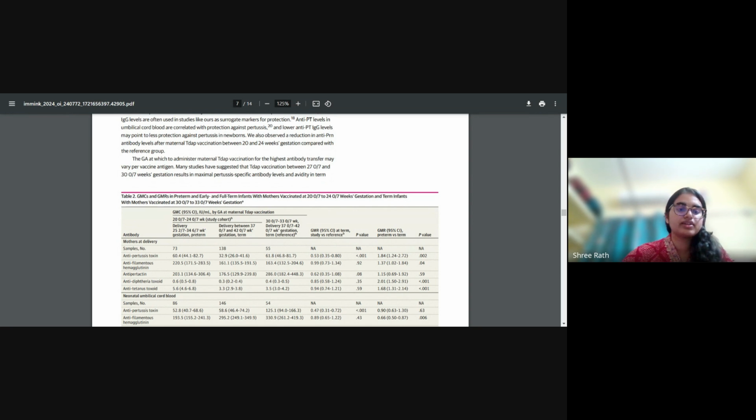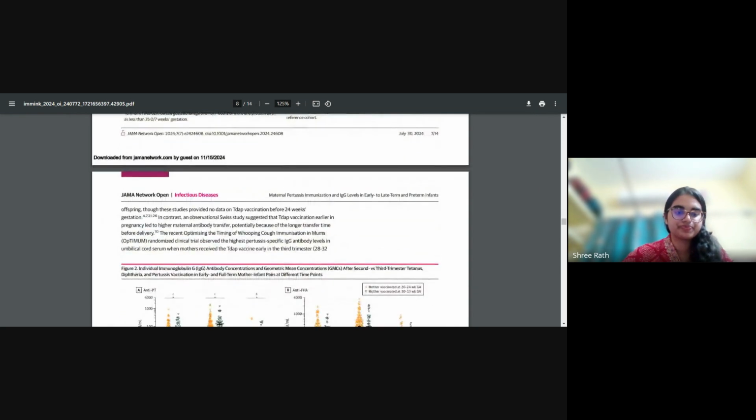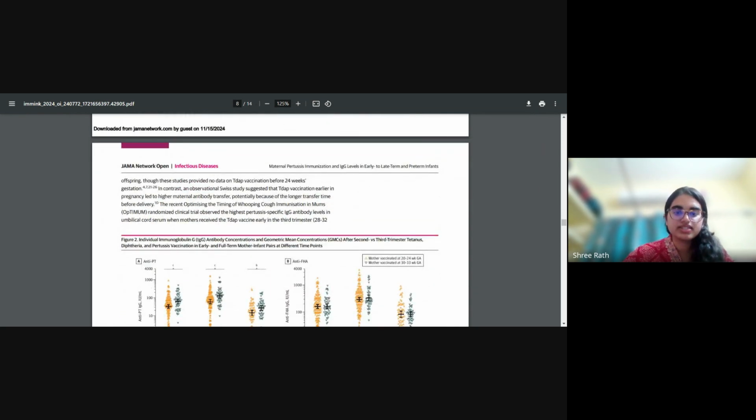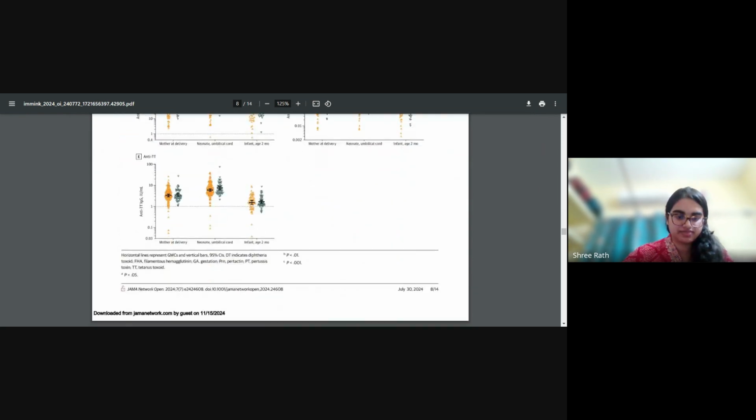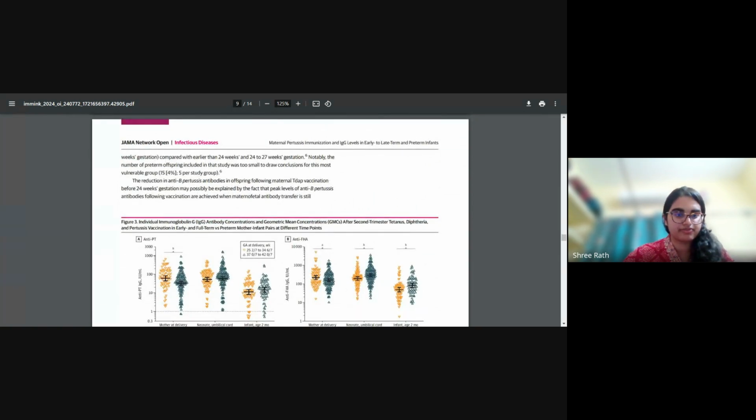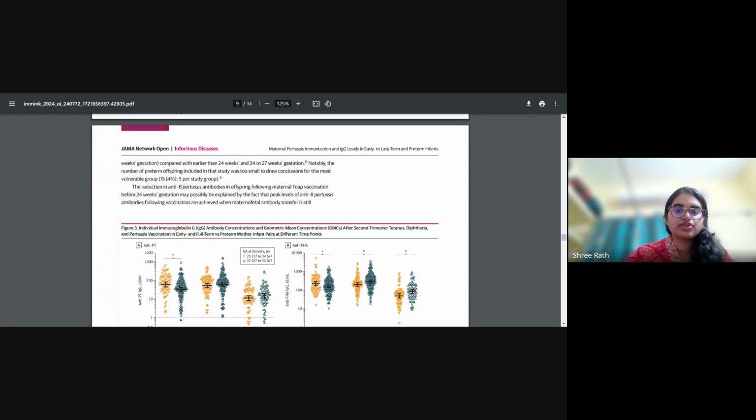Then from here, they've started comparing the results with past literature. Many studies have suggested that Tdap vaccination results in maximum pertussis antibody levels. This is again all the results and their justification with the past literature. And notably, the number of preterm offspring included in that study was too small to draw a conclusion. This suggests that they have compared some previous literature and they're just giving the justification that it was too small to draw conclusions.